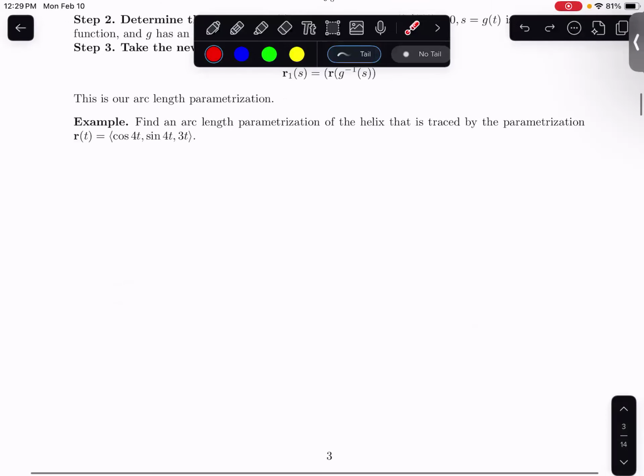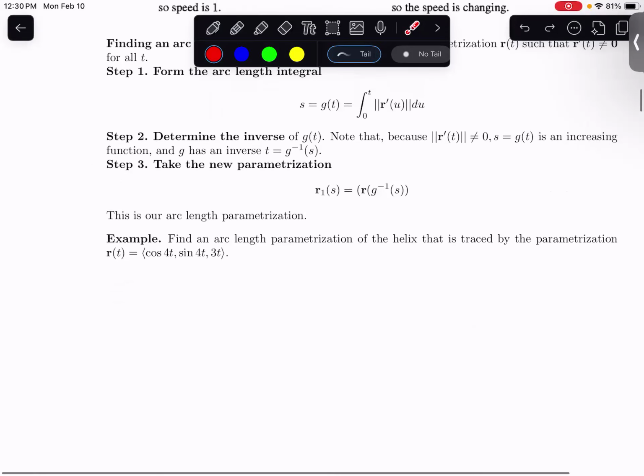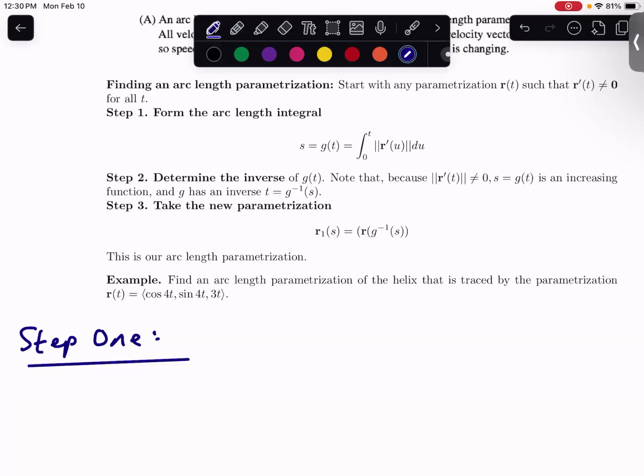So just as a quick example, for this example, it wants you to find an arc length parameterization of the helix that is traced by the parameterization given by r of t is equal to cosine of 4t, sine of 4t, and then the z component is 3t. So you just follow these 3 different steps, right? So step 1 is you want to compute the general arc length function. So we have s is equal to g of t.